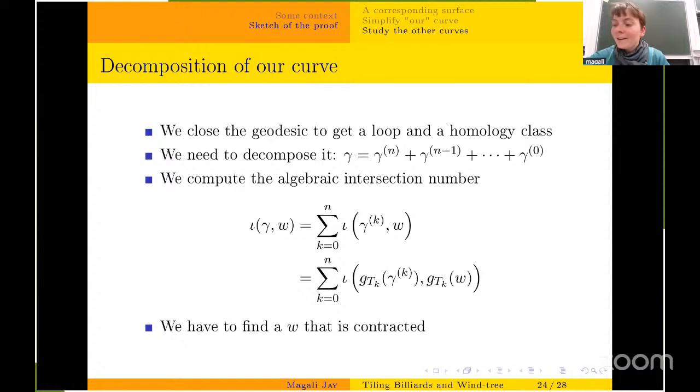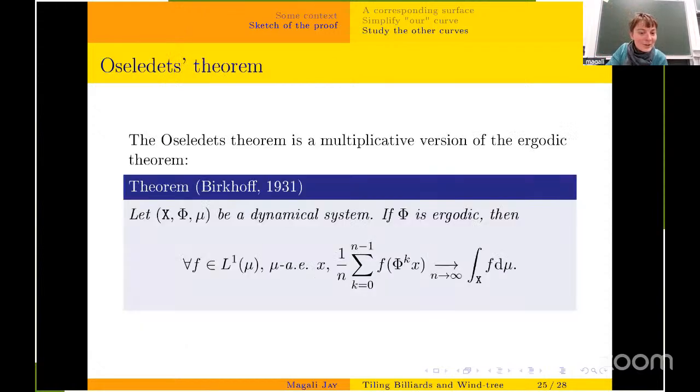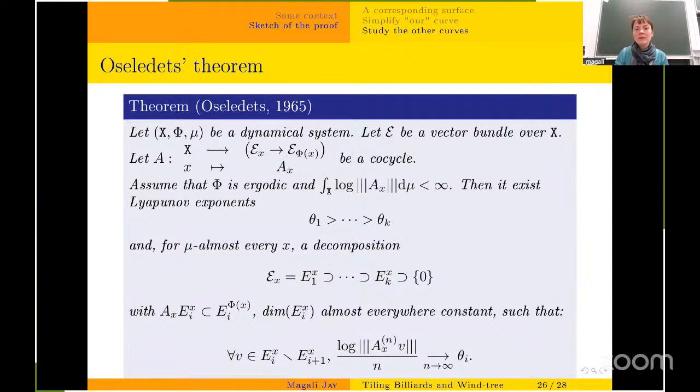Okay, so I don't have much time left, but I will try to be quick. So I will use the Oseledets theorem to find this contracted direction. This Oseledets theorem is a multiplicative version of the ergodic theorem, where we say that the space average, sorry, the time average converges to the space average. And here we are looking at a cocycle. So it will be the Kontsevich-Zorich cocycle in our case.